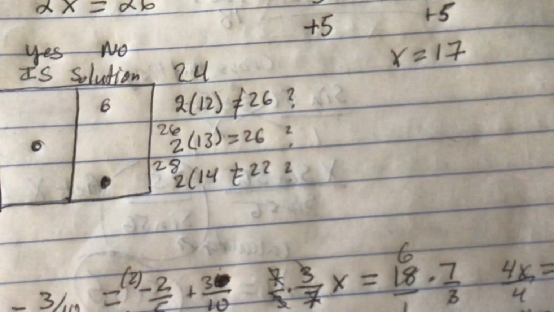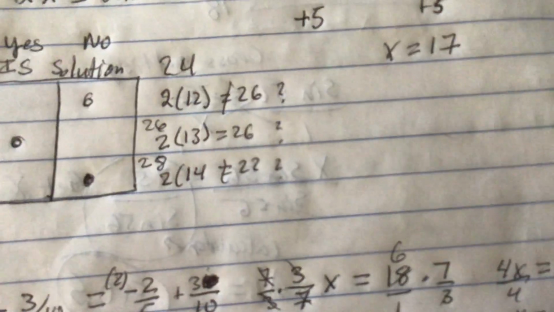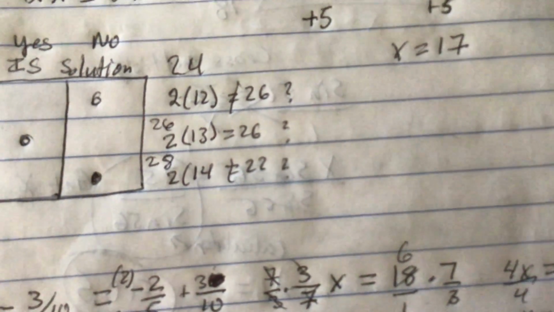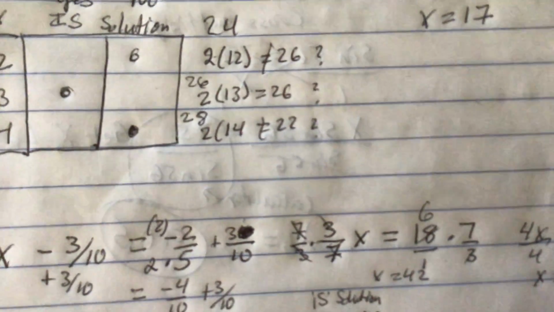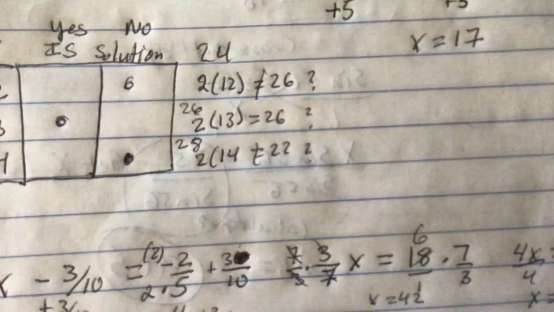So the 3 divides itself out once, and then 3 divides 18 out 6 times. Now I have 6 times 7, which is 42. X equals 42. All right, next type of problem.